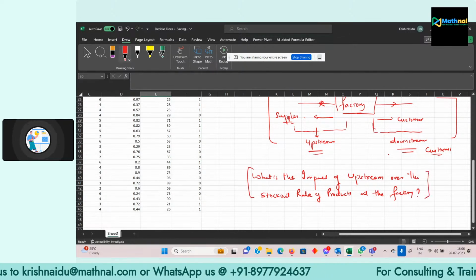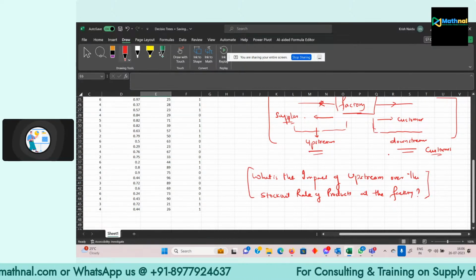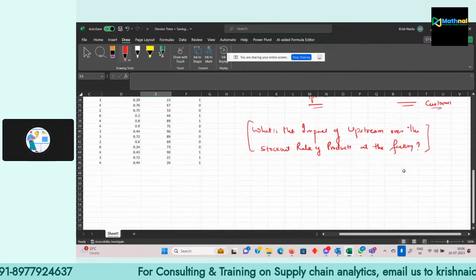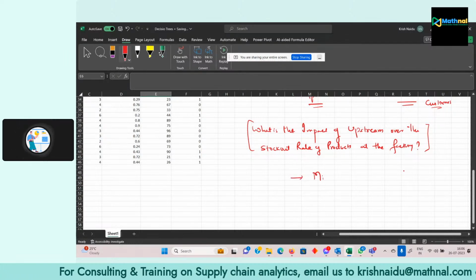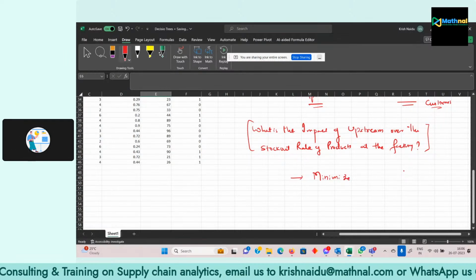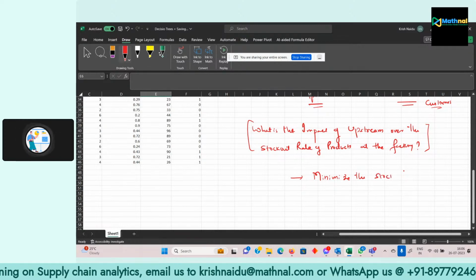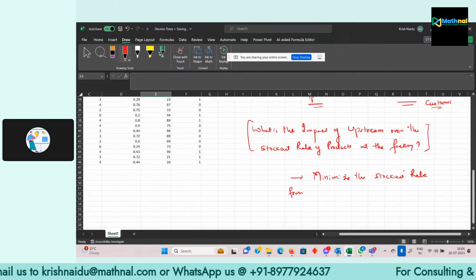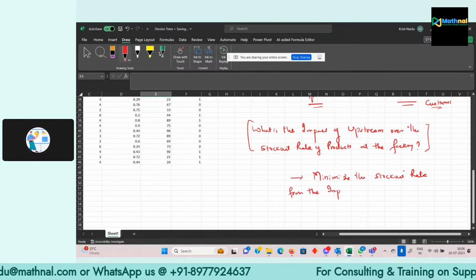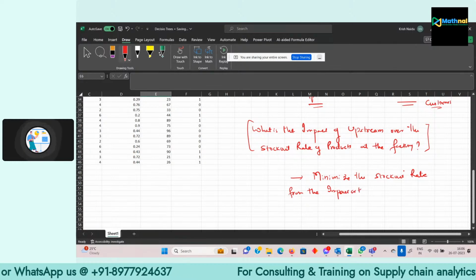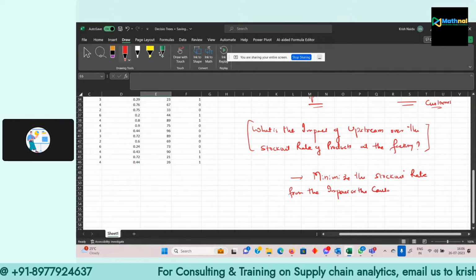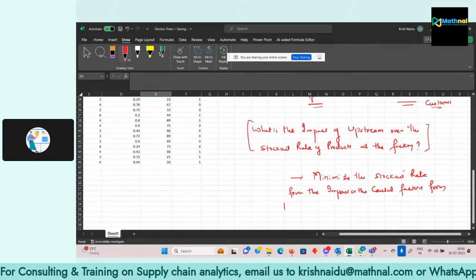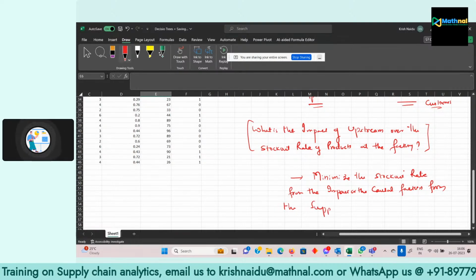If we understand this, then at least we can control the stock out of the products from the upstream side, from the supplier side. So we want to minimize the stock out rate from the impact or the costs, the causal factors from the supplier side, from the upstream side.